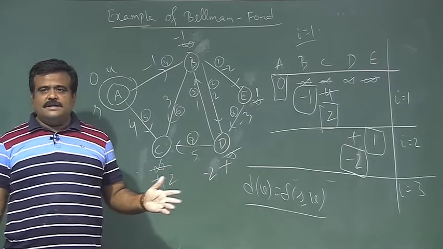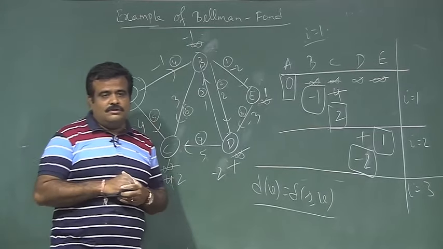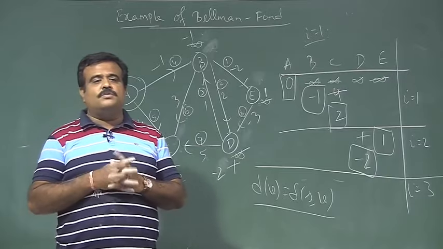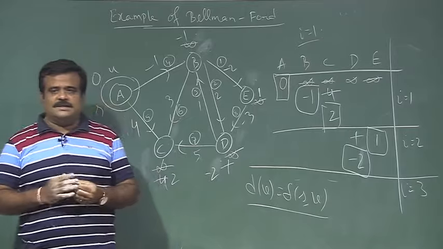So if it is converging, that's why we have a final check. And also in the correctness proof we will discuss why this outer loop runs V minus 1 times. Okay, so this we will discuss in the next class.